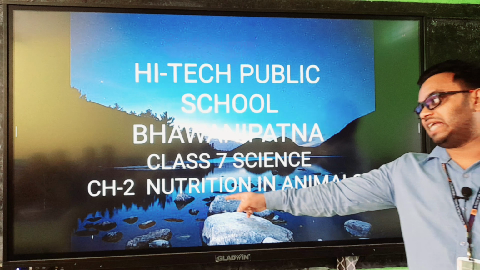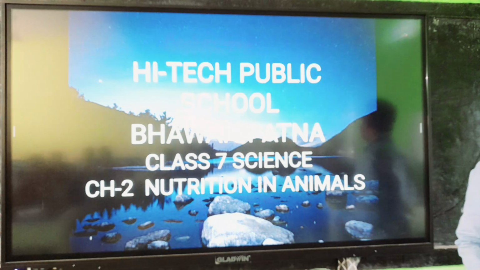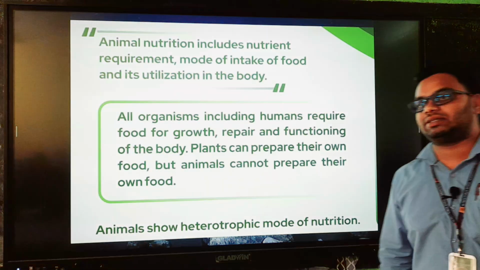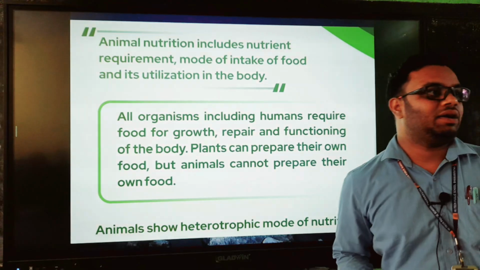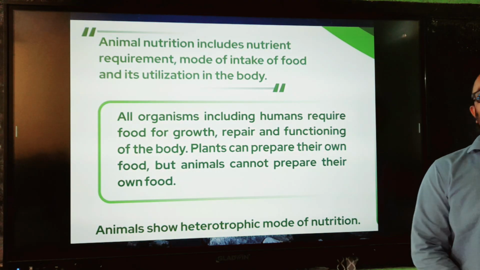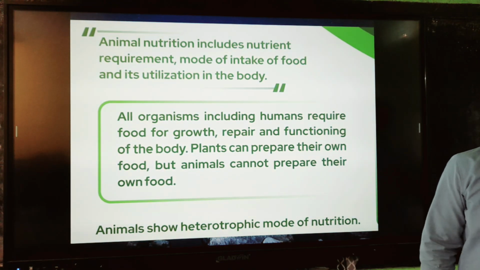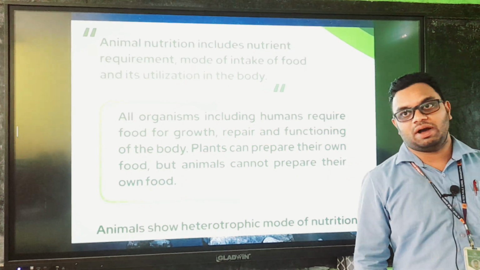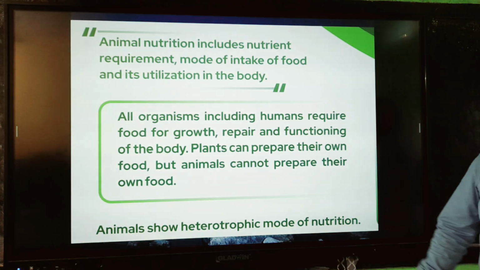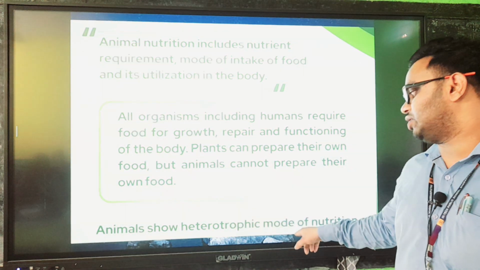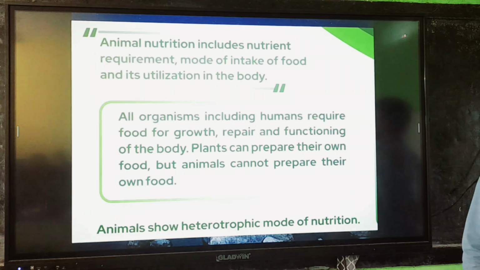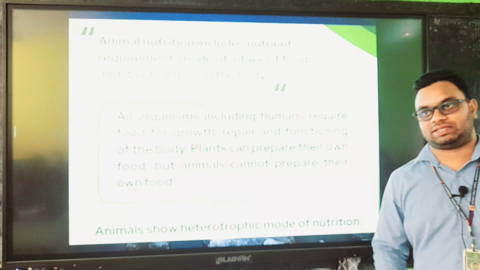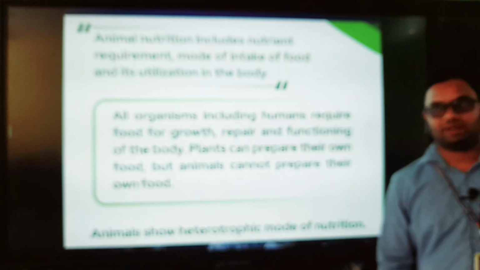Animal. Second type of nutrition is nutrition in animals. We have seen the first one, that is nutrition in plants. In nutrition in plants, we saw that plants are autotrophic, meaning they can prepare their own food. All green plants can prepare their own food, so they are autotrophs. But we are heterotrophs. All the animals, so which nutrition? Heterotrophic mode of nutrition, because they cannot make their own food. They have to depend upon the plants and animals for the food. Yes or no?